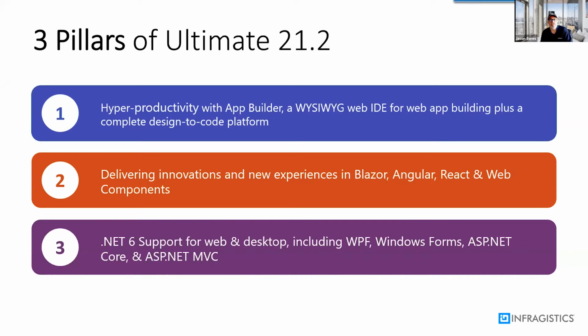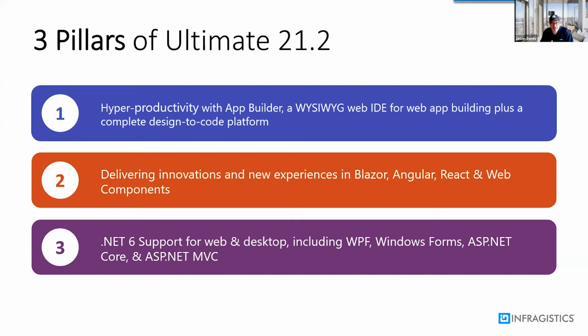So 3 pillars of 21.2. We're going to look at hyper productivity with App Builder. We've been talking about App Builder now for a good 6 or 8 months. We're just continuing to improve App Builder. The second area was new UI components, new experiences in Blazor, Angular, React, and web components. Brian's going to demo Blazor. Konstantin's going to show off Angular and web components. And we're continuing to just do more stuff there.